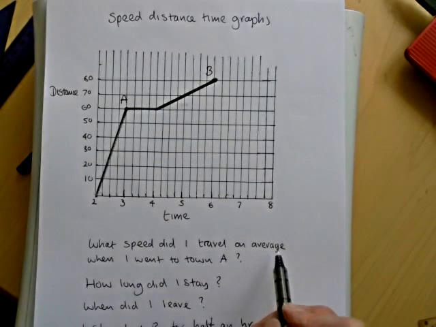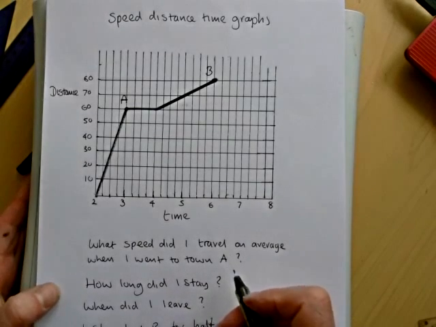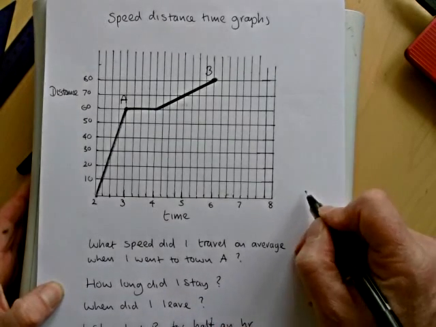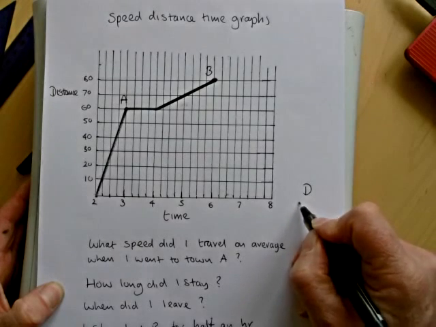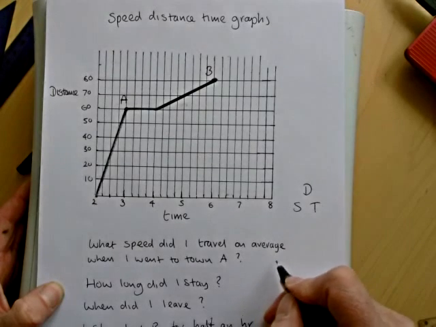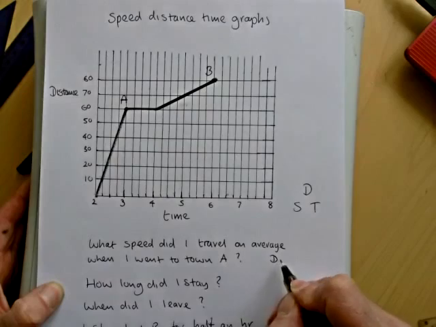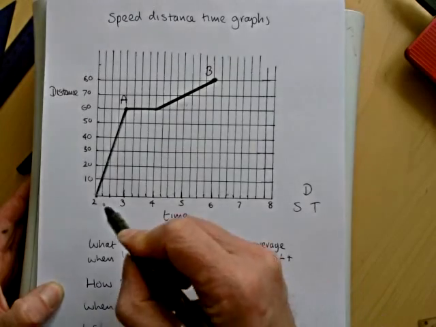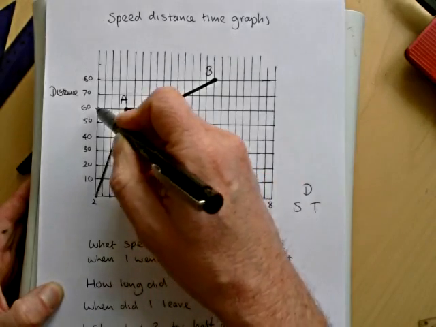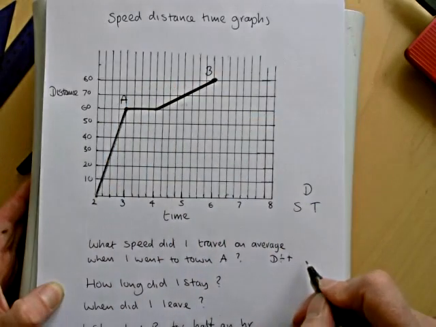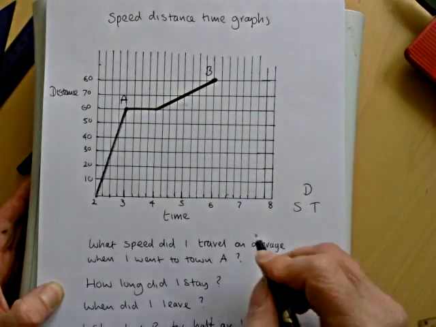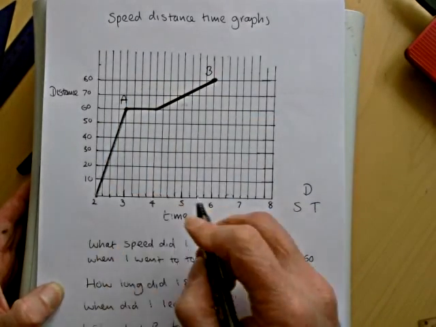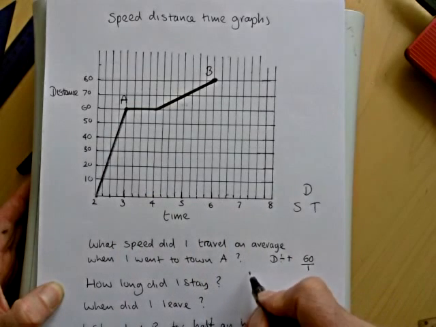So what speed did I travel on average when I went to town A? Remember this very important triangle, DST. Speed is distance divided by time. Well, the distance I've gone is given on the vertical scale, so I've gone 60 miles, and it took me from 2 o'clock to 3 o'clock, so it took me 1 hour. So I'm going at 60 miles per hour.